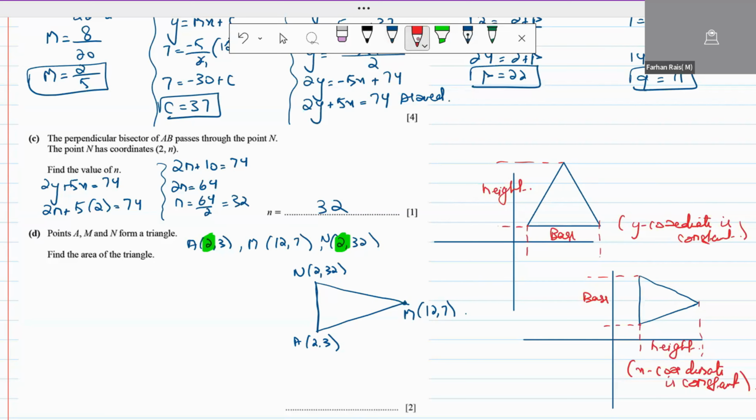Now the base and the height. Base would be the difference of the y coordinates. The difference of the y coordinates is 32 minus 3, that is 29. And height would be the difference of the x coordinates. We have the x coordinates for these 2 points as 12 and 2. So 12 minus 2, that's 10.